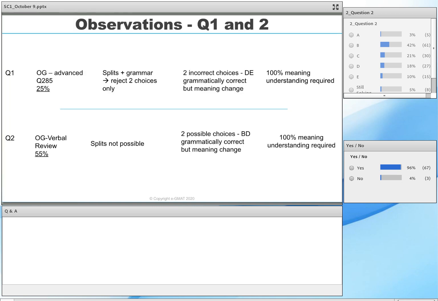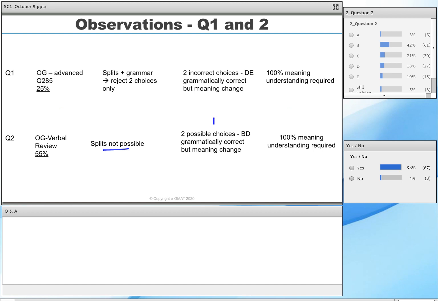So if we involve ourselves like that with the original sentence, we can understand the meaning. Okay. Another official question that you solved this time, 55% of the sentence was underlined. Splits was not possible because the structure of the answer choices kept changing.